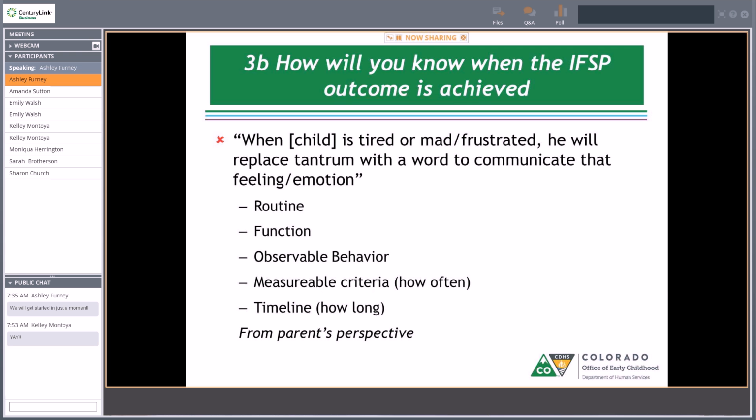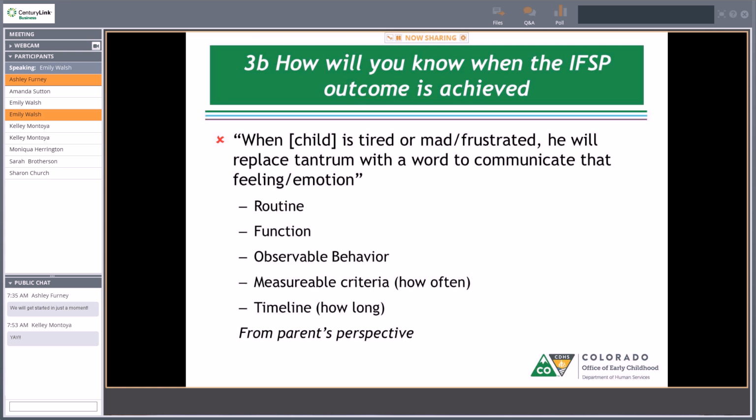Okay. Next is observable behavior. So we want to call out specifically what behavior the family would like to see. And I think that kind of ties into what you've already said. Using the word as the behavior, and then to let his parents know how he's feeling is the function.